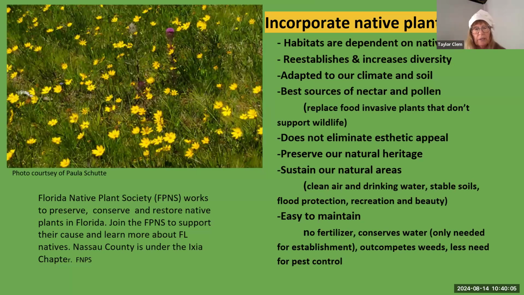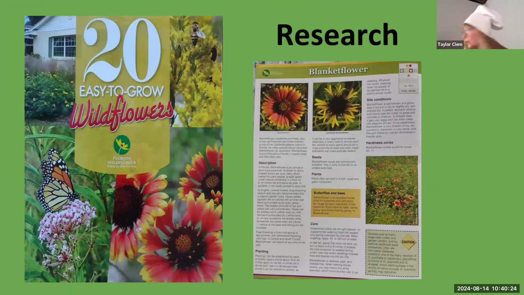Here's how to incorporate the native plants. We kind of discussed they're great for the climate, the soil. They were there. Remember, before you cleared everything out and built that house, the plants and the insects were there. So you want to bring the insects and other living organisms back. So you want to start planting the native plants. Research.